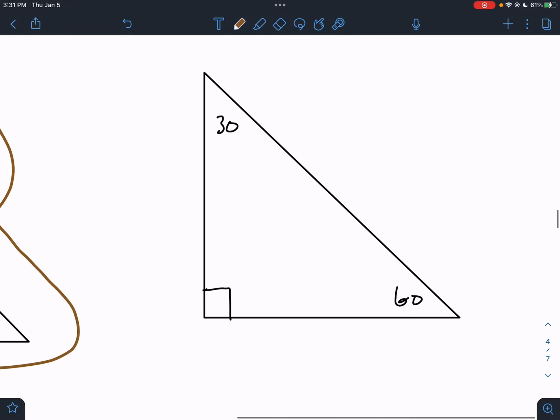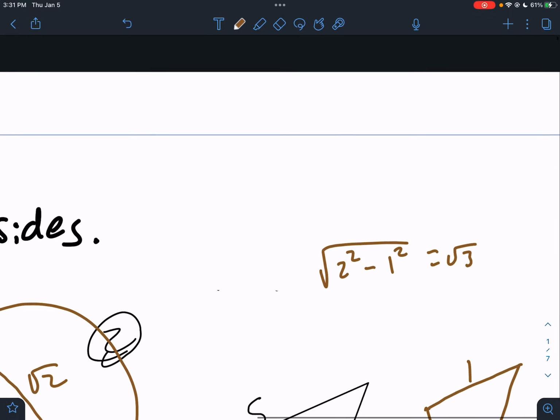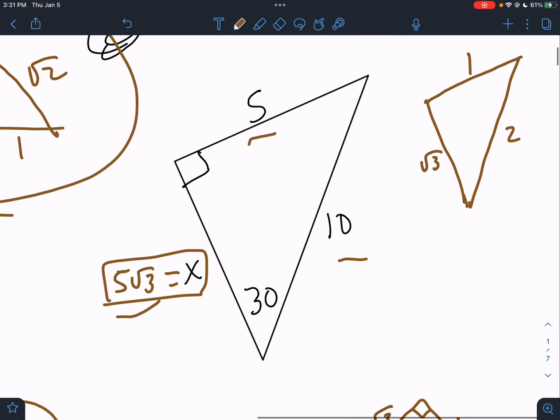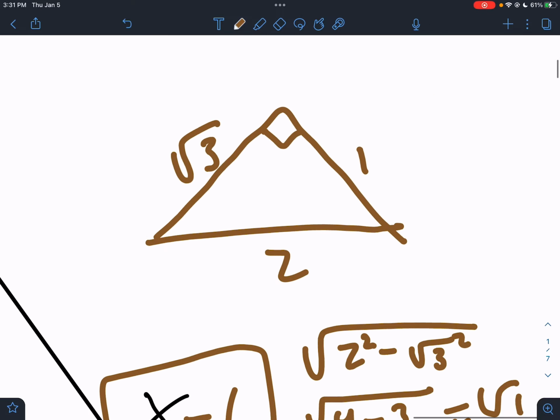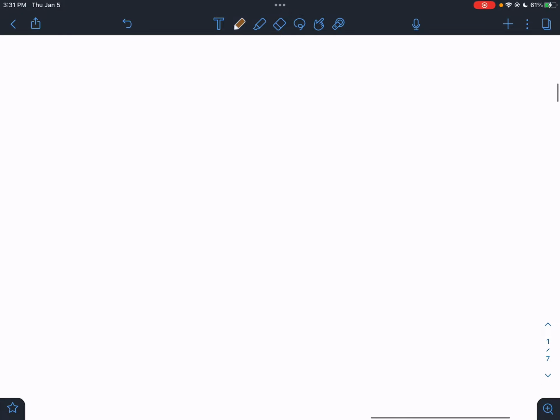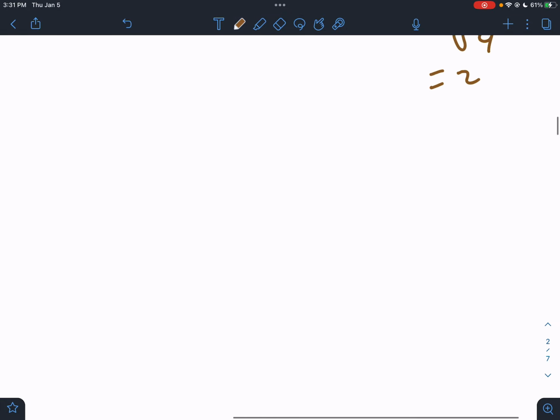What's the pattern? Just like 45, 45, 90s, there's a pattern here. When we reduced these triangles, what did they all reduce to? 1, 2, root 3. 1, 2, root 3. What does this one reduce to? 1, 2, and root 3.